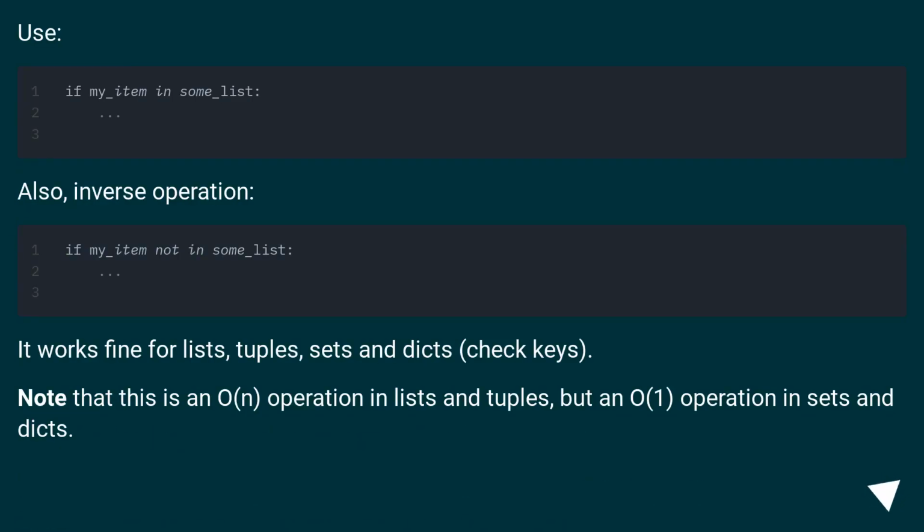Use in, also the inverse operation, not in. It works fine for lists, tuples, sets and dicts, where it checks keys. Note that this is an O(n) operation in lists and tuples, but an O(1) operation in sets and dicts.